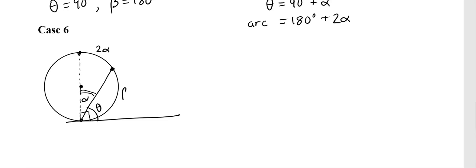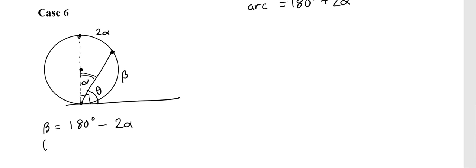Well, if I call the arc intercepted by theta beta, then beta is exactly equal to 180 degrees minus 2 alpha, since the right half of the circle measures 180 degrees. But theta comes from the 90-degree angle that's marked here minus the alpha. So again, that's exactly half of the arc it intercepts. So in all cases, if one of the sides of the inscribed angle is a tangent line, it again measures half of the arc it intercepts.